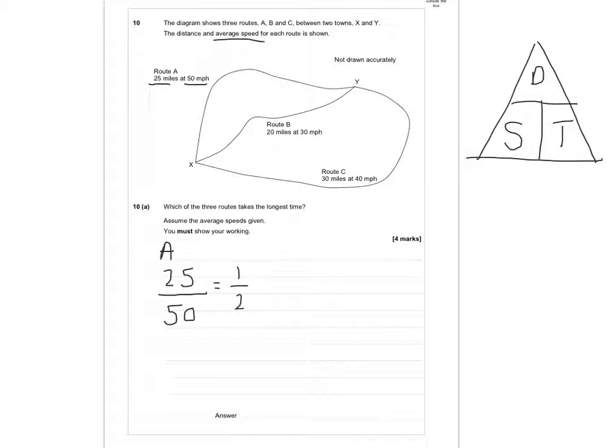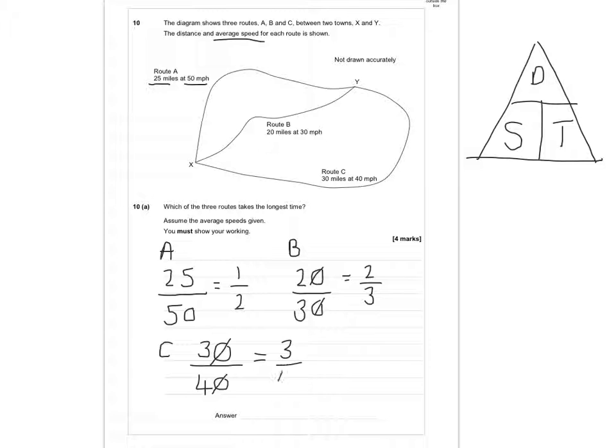Now for route B, I know the distance is 20 and I know the speed is 30. So 20 divided by 30 is 2/3. So 2/3 of an hour it takes to travel that route. And then finally, route C, the distance is 30, the speed is 40, and as you can see, that leaves me with 3/4 of an hour to travel there.